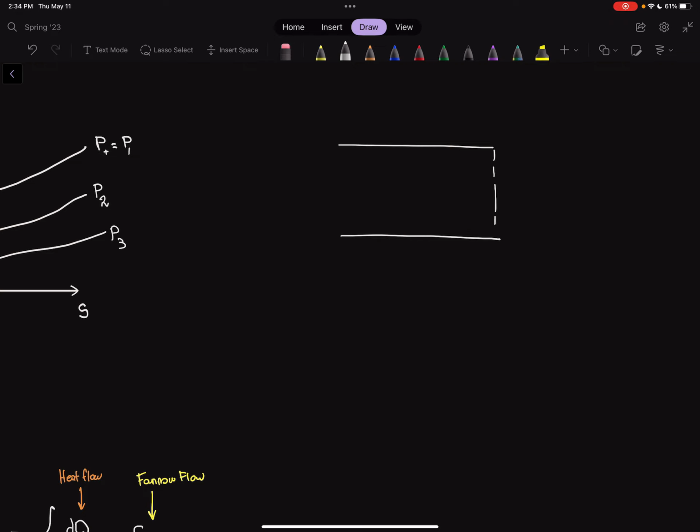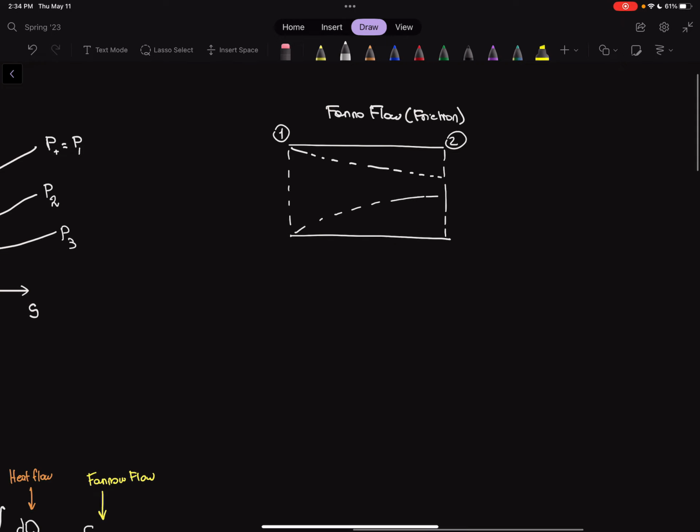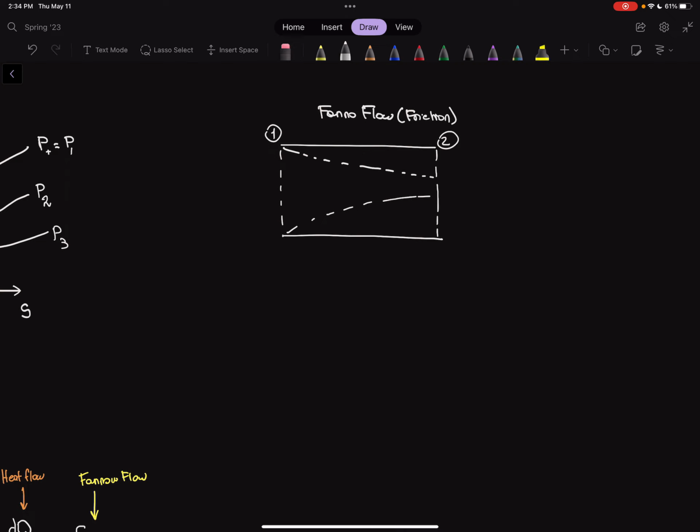M2. And we're gonna have the boundary layer here, like that. It's exaggerated, but so here we have M1, M2. Okay. This is the real length. So this is L. That's L. This is the real length.